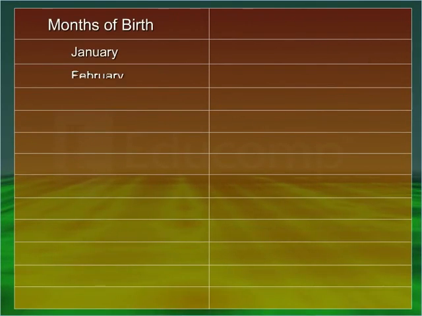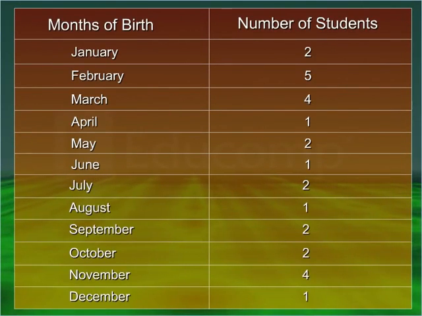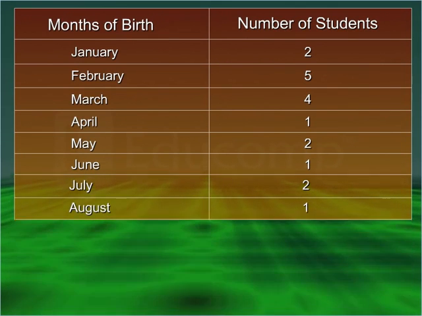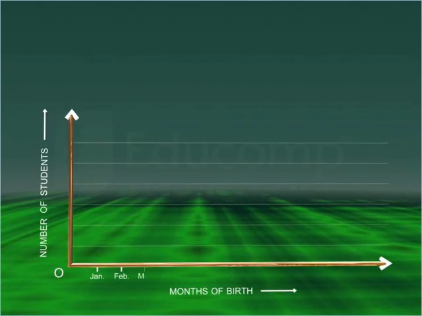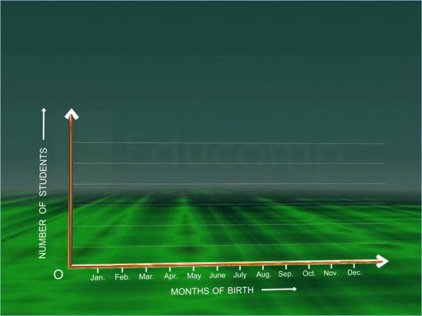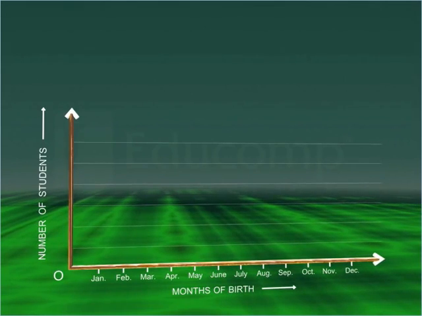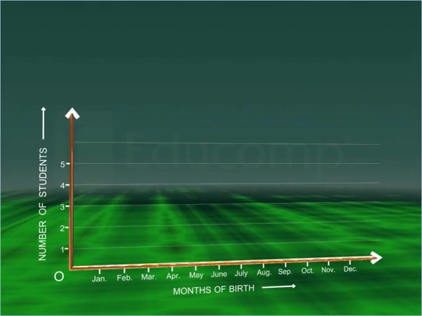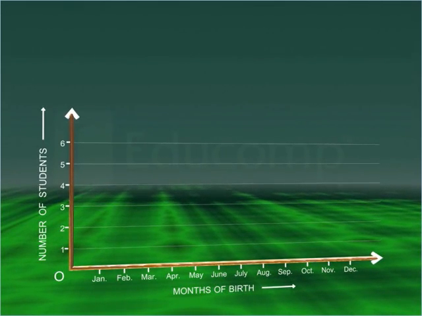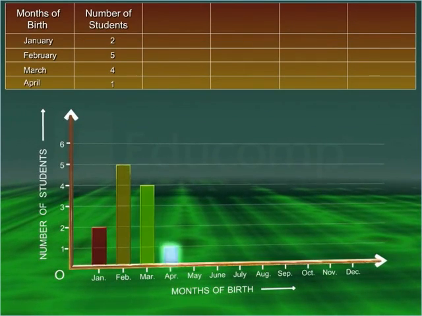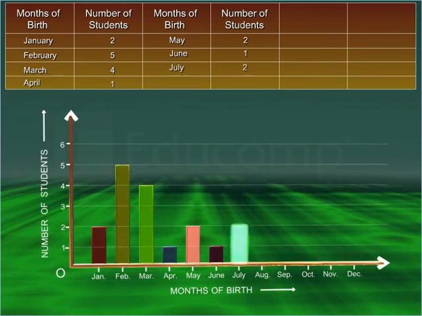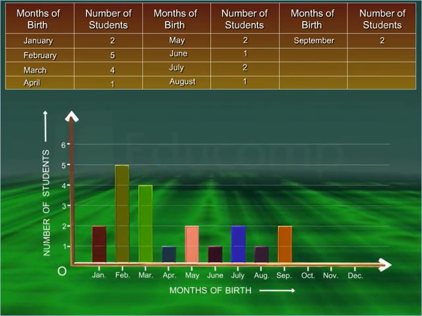Let's look at an example to understand better. The birth months of 27 students of a class are given in a tabular form. To represent this data using bar graph, represent different months on horizontal axis and the frequency, that is the number of students, along the vertical axis. Then, draw different bars corresponding to each month such that height of each bar is equal to the corresponding frequency of each month.